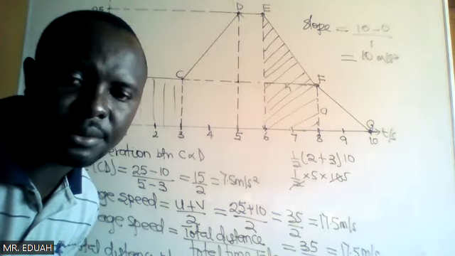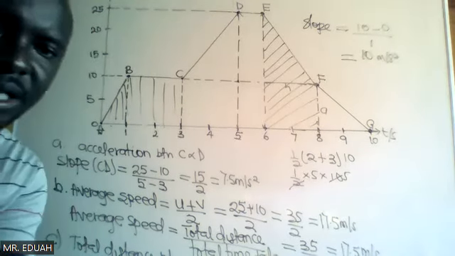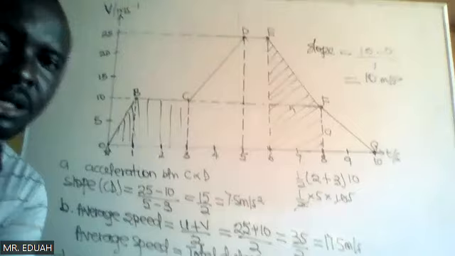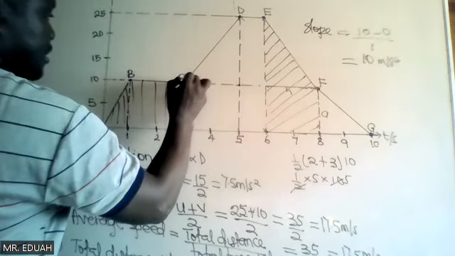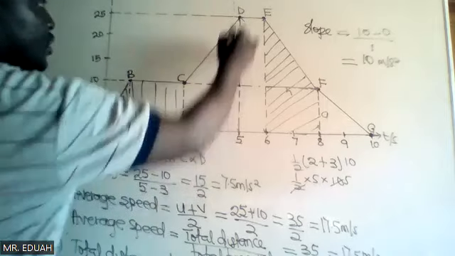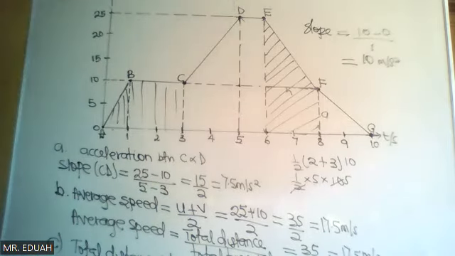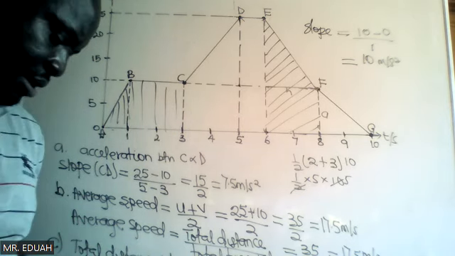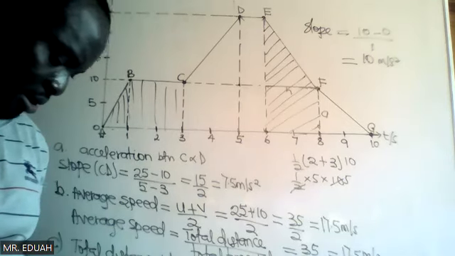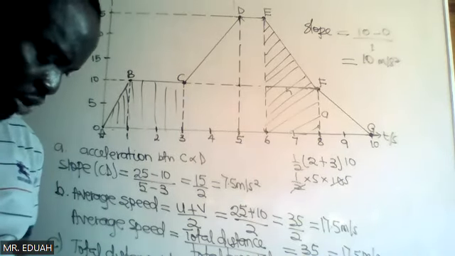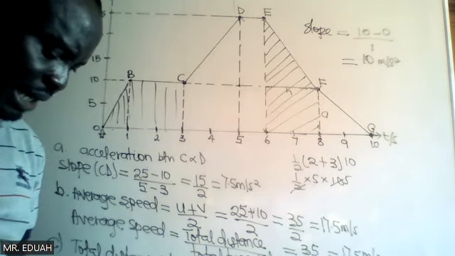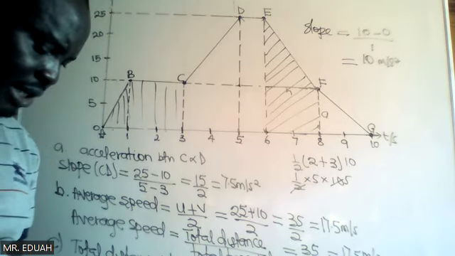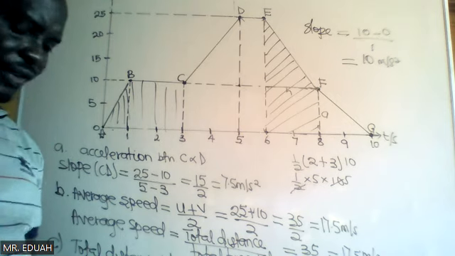Sir, please, I can't see the C. The point C. This is C, D. So the question C is saying: what is the total distance traveled during the first 3 seconds?